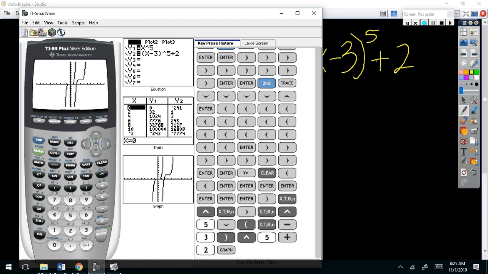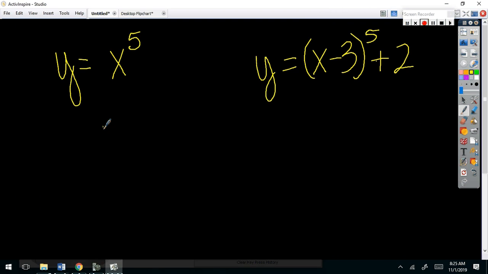All right, let me give you 2 more to look at. That was easy. Y'all got that one way too fast. That's a good thing, though. That means you understood the transformations.